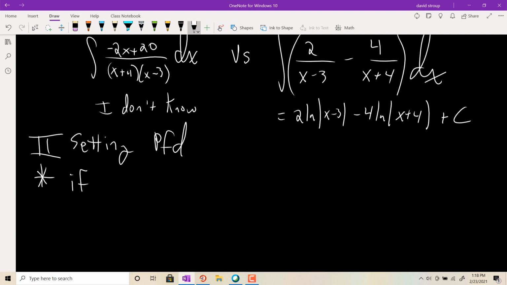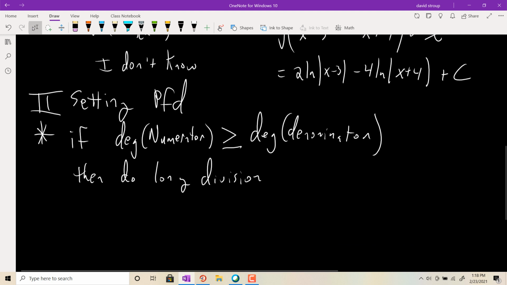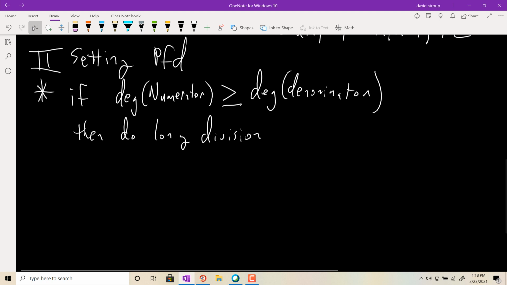If the degree of the numerator is greater than or equal to the degree of the denominator, you have to do long division. Okay. Doing a partial fraction decomposition will not work in those cases, so you need to first simplify them, and hopefully we've beaten that to death. Okay, so anyways, setting them up, right?